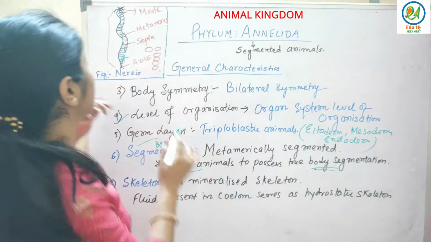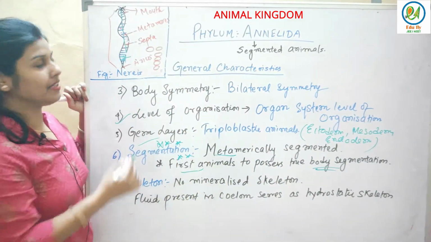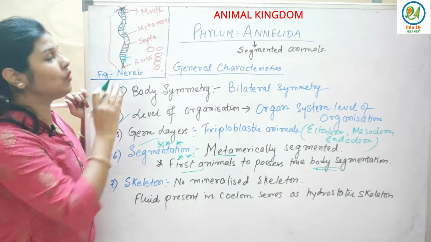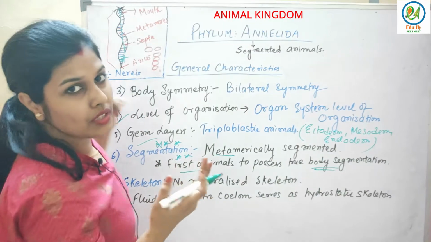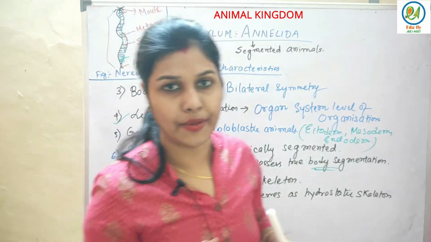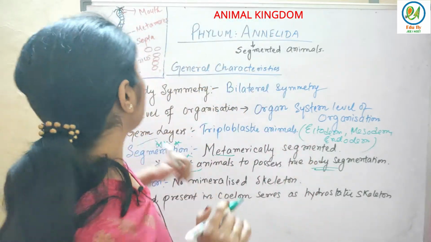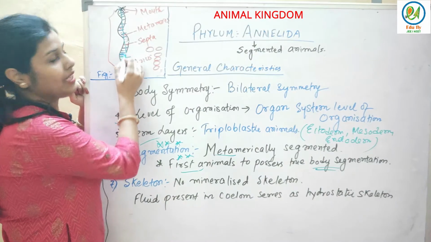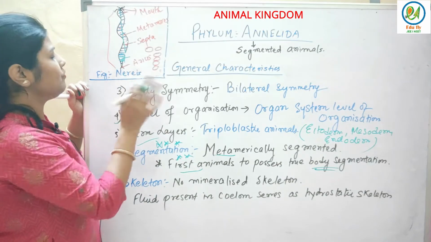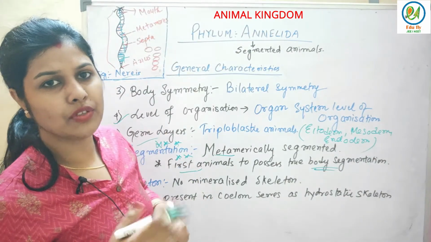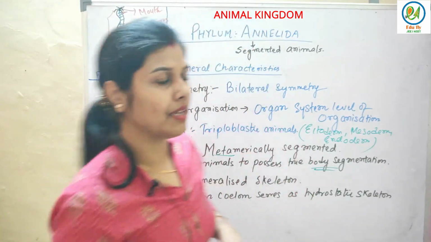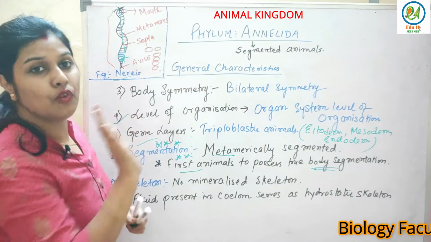Very important. Metamerically segmented means the segments are visible from the outside, but if you see the inner view of the animal, you can see all the segments inside too. It doesn't mean the segments you see outside are only outside. Whatever the animal, be it Nereis, earthworm, leech, you will see the segments inside also. So this is not false body segmentation.